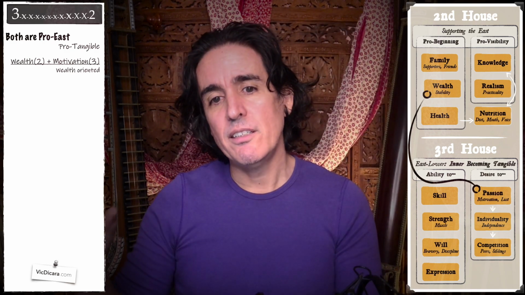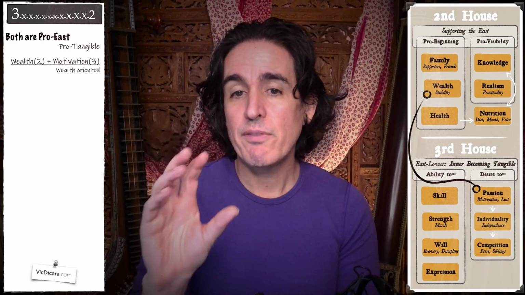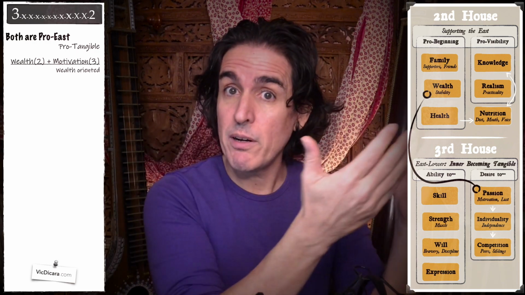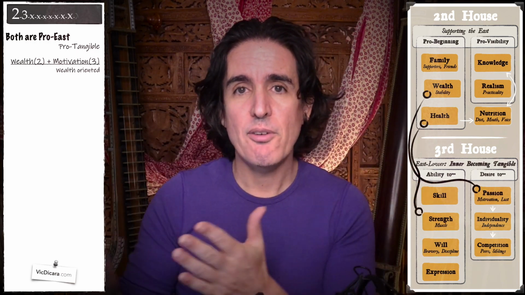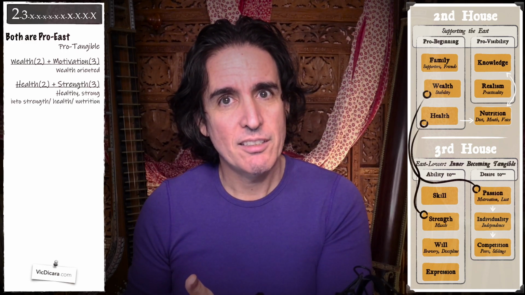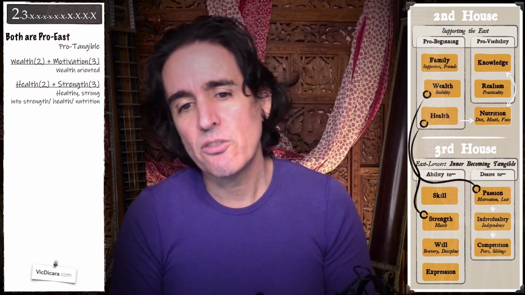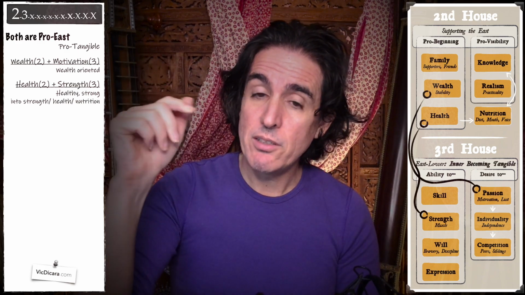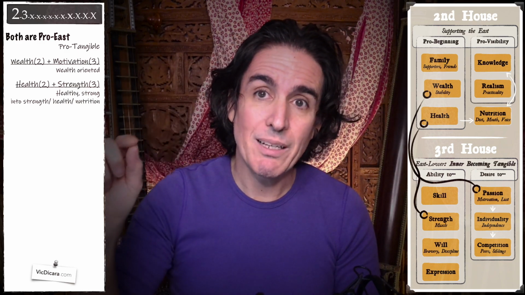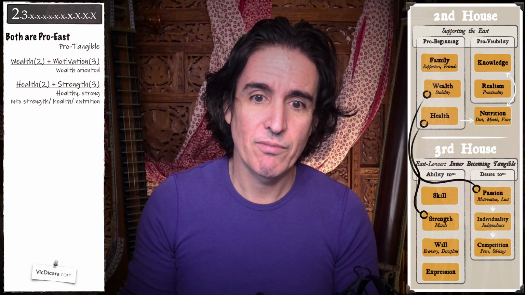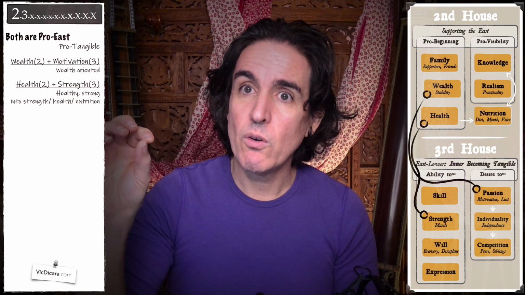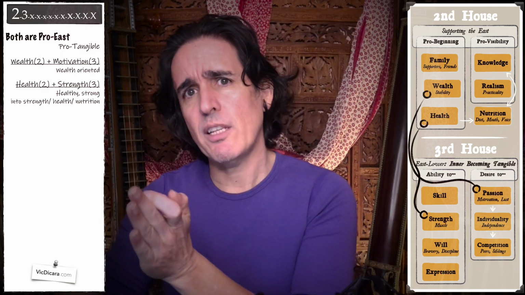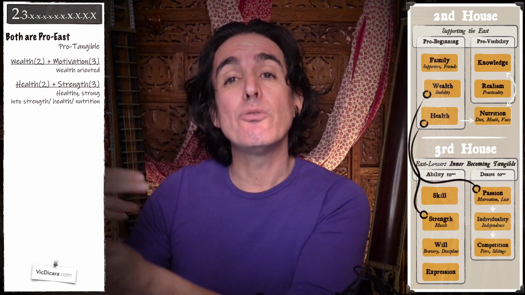Another thing here is pro-tangible, pro-east, pro-manifesting. The second is therefore about health, and the third is therefore about strength. So this is another synergy, strength and health. So when you have charts with people with combinations of the second and third, you should expect them to be healthy or strong and into strength and health, and especially nutrition.